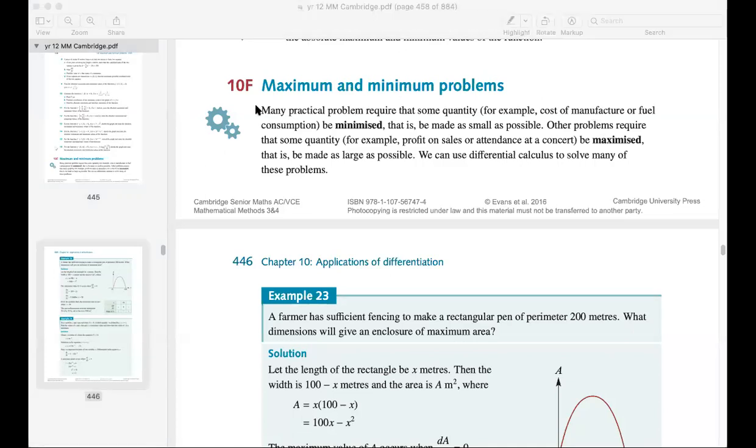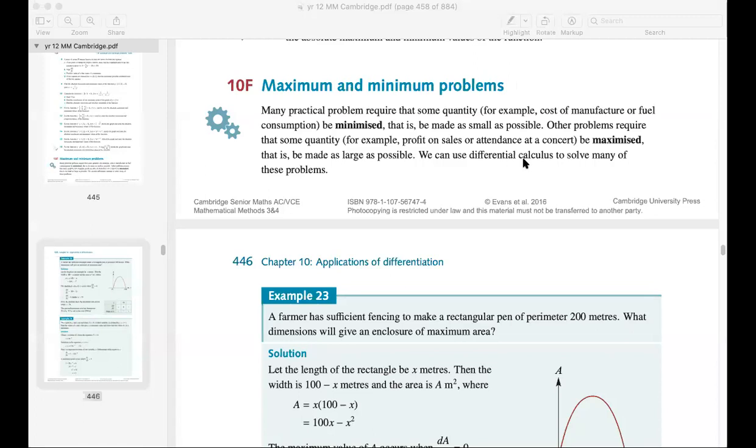Basically, this one is... okay, now let's look at these problems. Example 23. A farmer has sufficient fencing to make a rectangular pen of perimeter 200 meters. What dimensions will give an enclosure of maximum area?